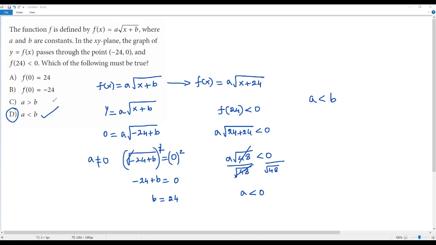Anyways, we can verify the other answer choices as well. When a less than b is true, a greater than b must be false. We can reject answer choice C. And answer choice A says f of 0 equals 24. That is, when the value of x is 0, the value of the function or the y coordinate is 24. We don't have any information to conclude whether this one is true or false. So we can reject this one. For the same reason, we can reject answer choice B as well. That is, when x equals 0, y is -24. We don't have sufficient information to conclude this is true or false. Therefore, the correct answer choice for this question is D, a less than b.